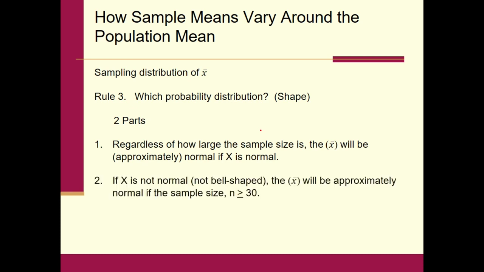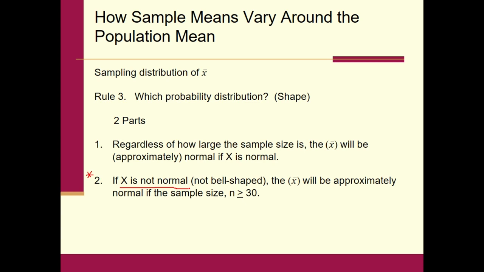The second one is really important in statistics. We couldn't do a lot of stuff in statistics without rule number 2. I should have put a star or an asterisk here, because this one is really, really important. What happens if X is not normal? Certainly there's a whole bunch of random variables X out there that are not normal, not bell-shaped. They might be skewed left or skewed right, or not even take on one of the shapes we talked about. But what we found out is that the sampling distribution of X bar will be approximately normal, even then, as long as the sample size is large enough.